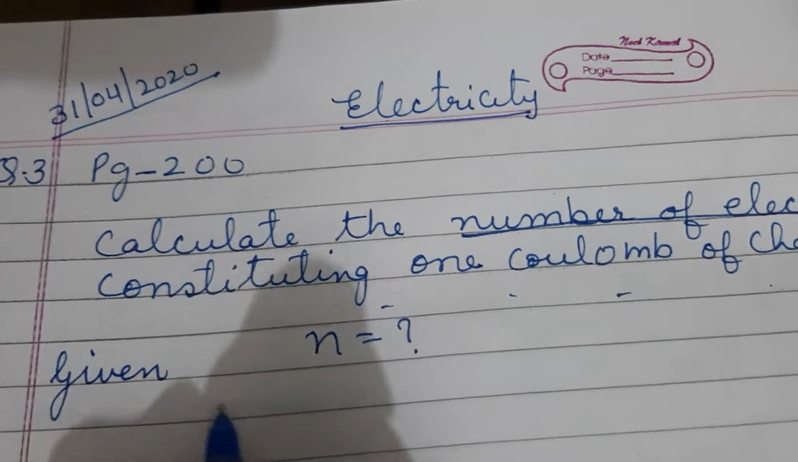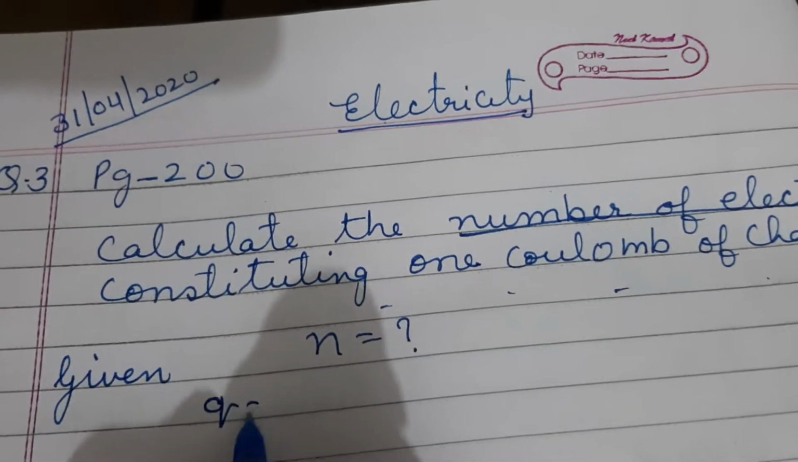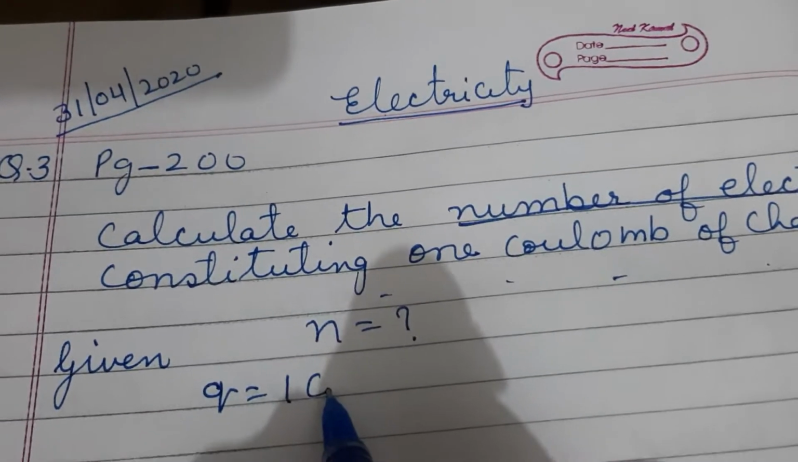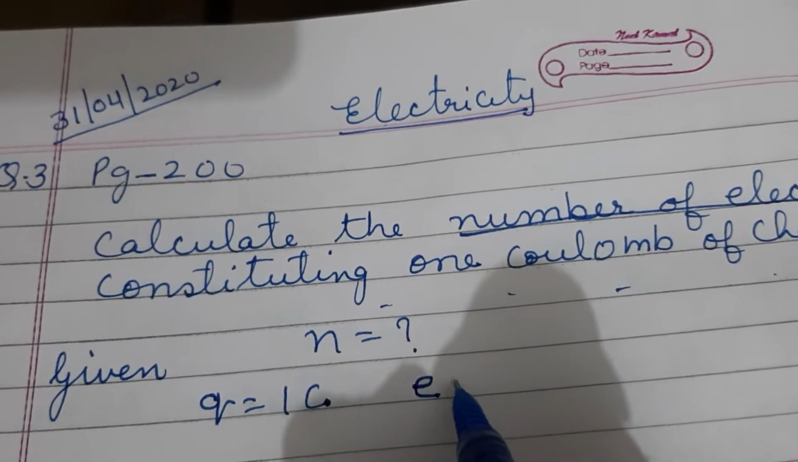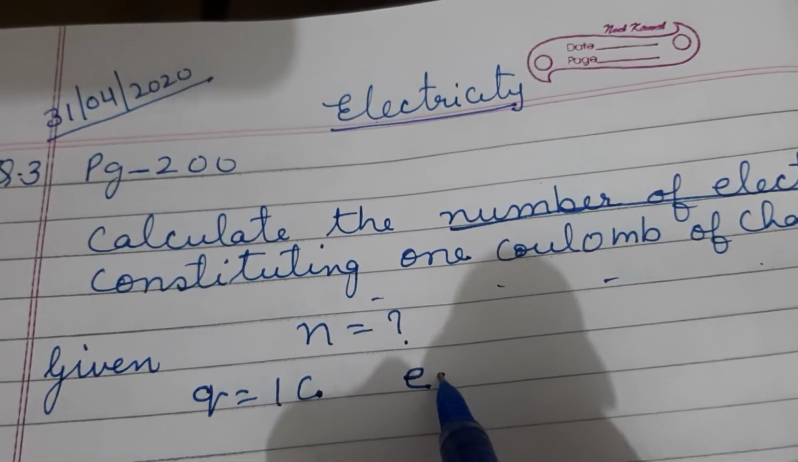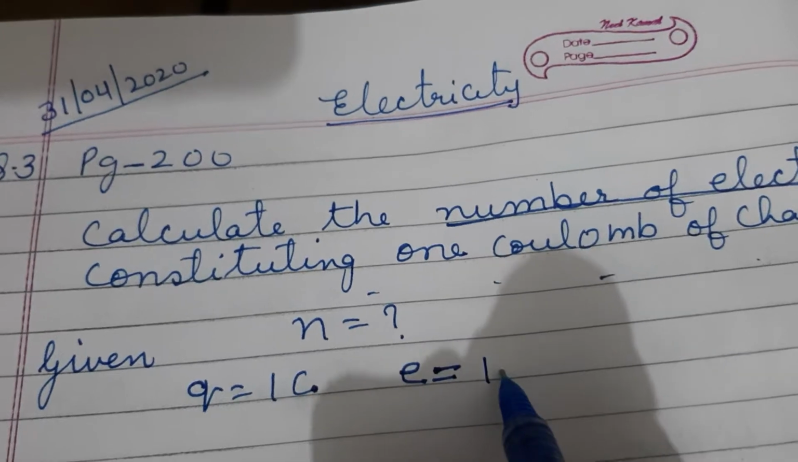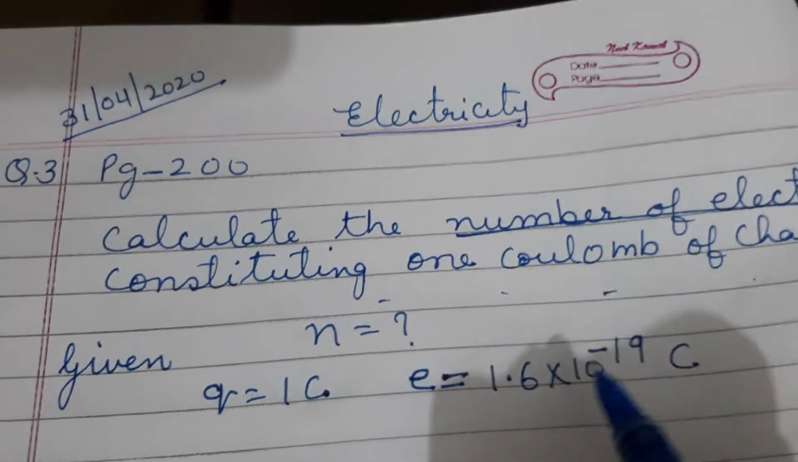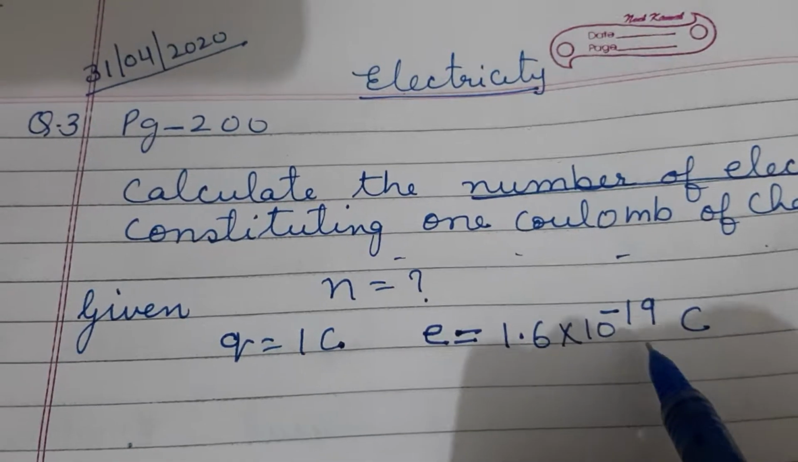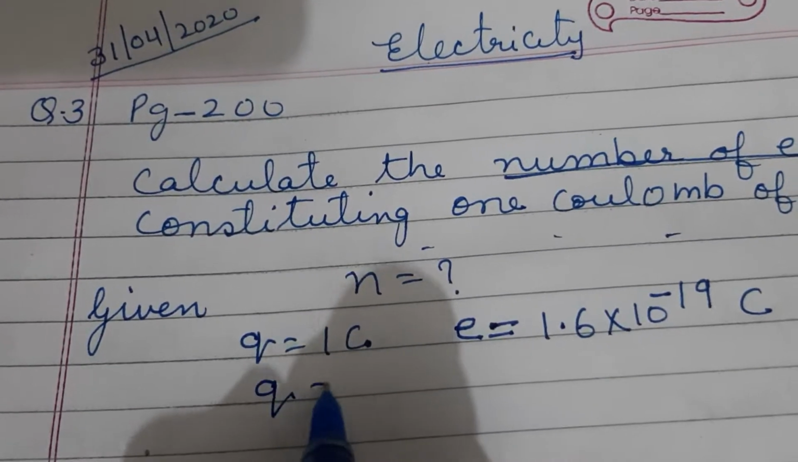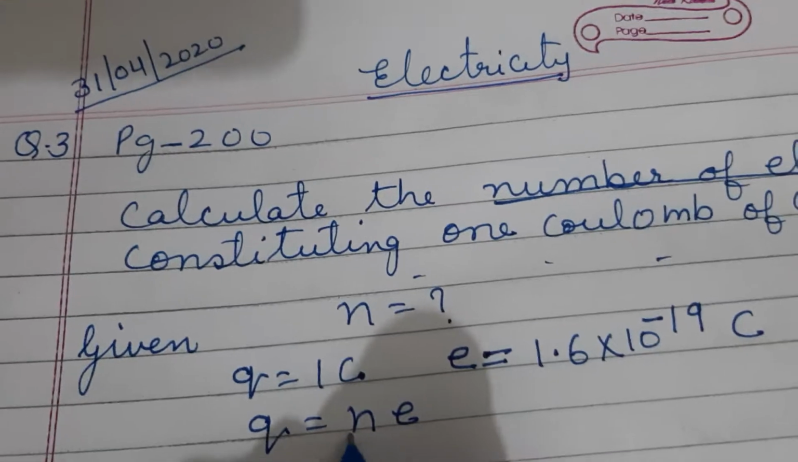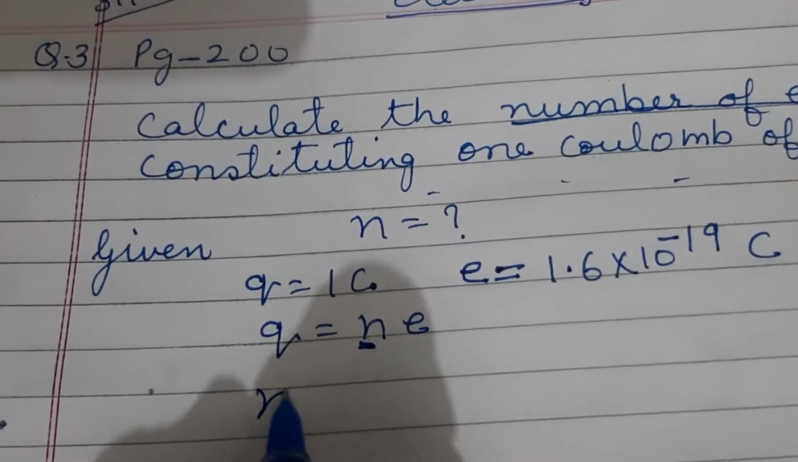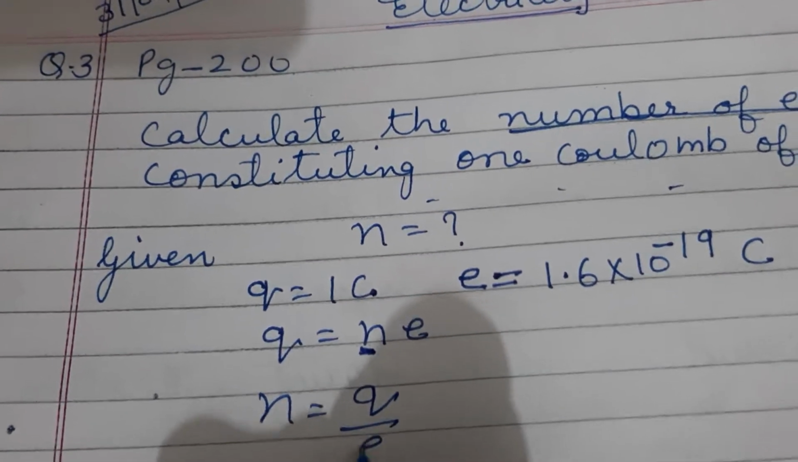Given is Q is equal to 1 coulomb charge, and the smallest value of charge which is present on the electron, that is 1.6 into 10 raised to power minus 19 coulomb. We have studied in this chapter, and our formula is Q is equal to NE. We have to find out the N. So N is equal to Q upon E.